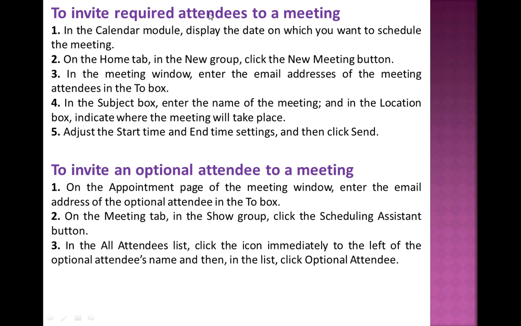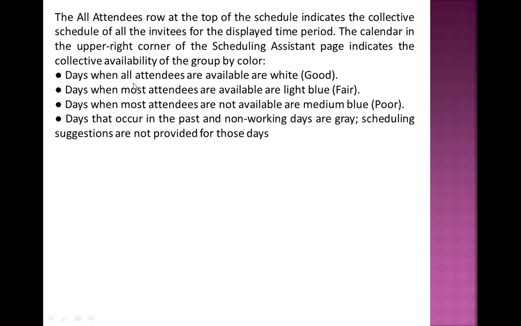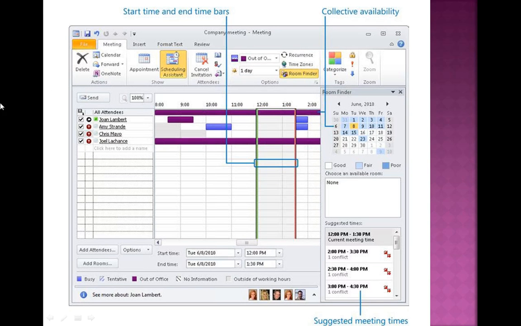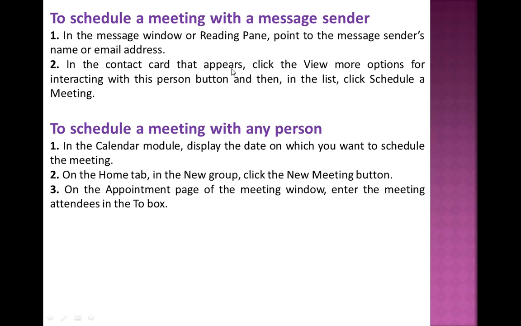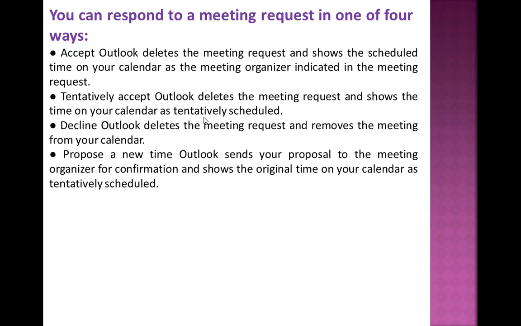These are the multiple steps that we covered: how to invite the attendees to a meeting, how to invite optional attendees to a meeting, how to schedule the meeting. These are the multiple options, good, fair, poor. These are the multiple colors that show the good, fair and poor. This is start time, end time, collective availability, then how to schedule a meeting with the message sender, how to schedule a meeting with any person, then how to respond to the meeting request.